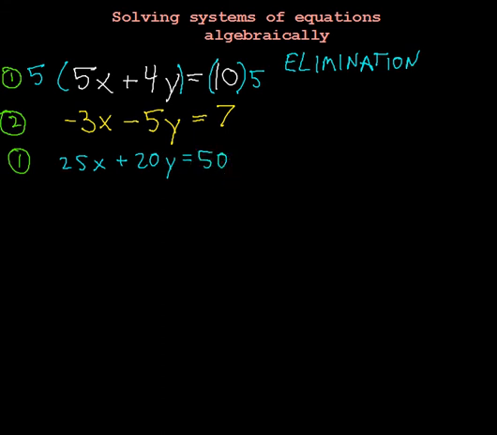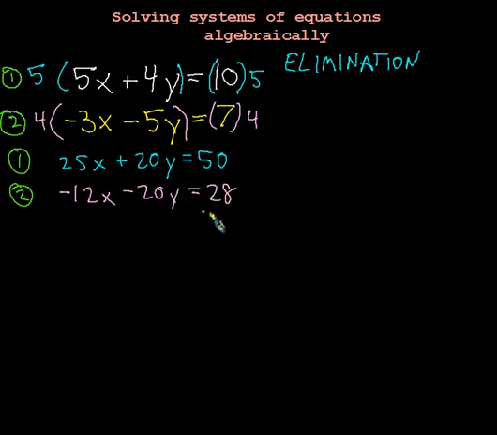Then for equation number 2, I want to get a negative 20y because I want to cancel this y out. So I'm going to multiply equation number 2 by positive 4. If I multiply the left-hand side, I also have to multiply the right-hand side. And when I do that, for equation number 2, I'll end up with negative 12x minus 20y equals 28.